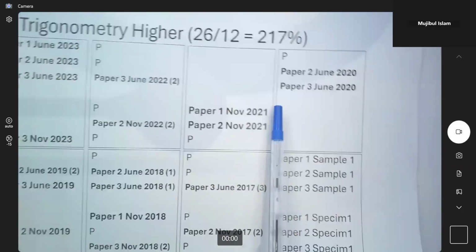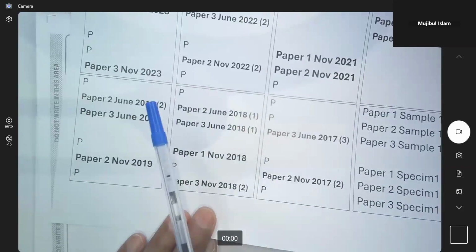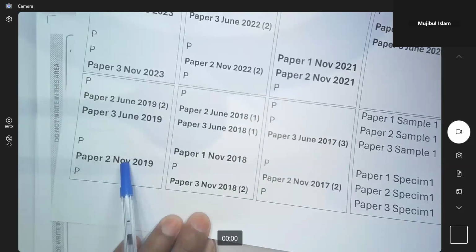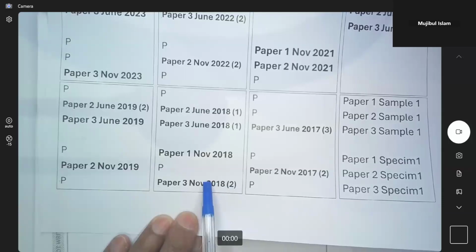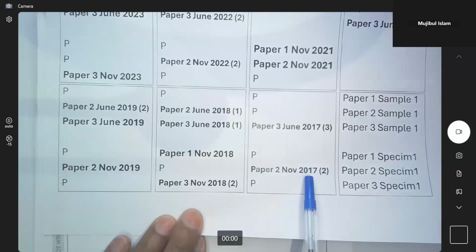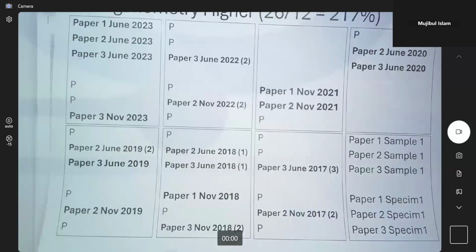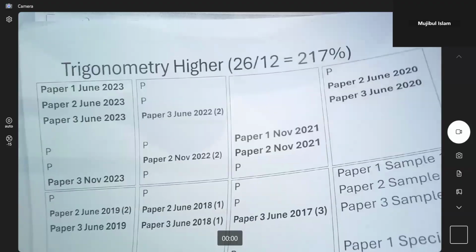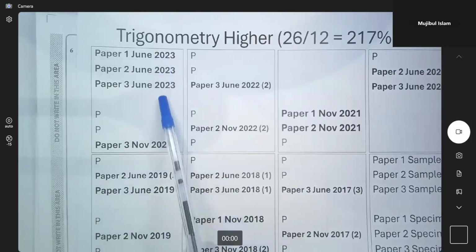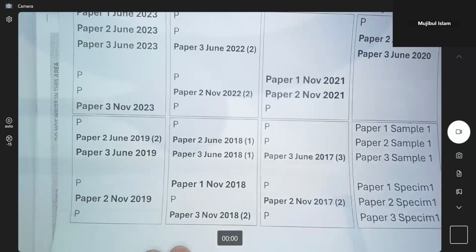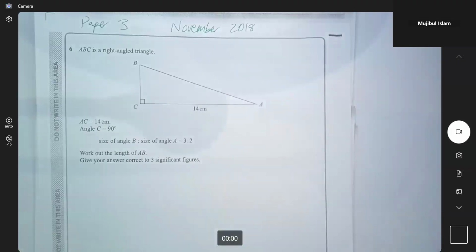Paper 1, paper 2, paper 3, and so on. 2 questions there, 3 questions that year. So every single year, there is at least 1 or more questions on trigonometry. You can see some years there are 3 questions. So this is how important trigonometry is. If you didn't realize how important it is, it's very, very important.